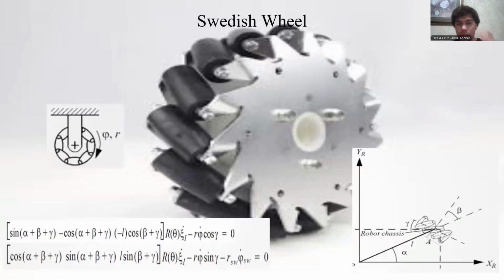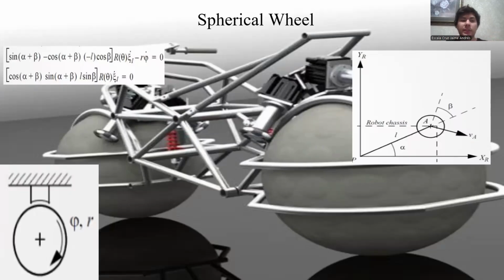Now we have the Swedish wheel. The Swedish wheel has the difference that the motion will be possible because of the roller axis. And now we have the spherical wheel, where the sliding constraint helps us because it will allow us to slide if we require that.